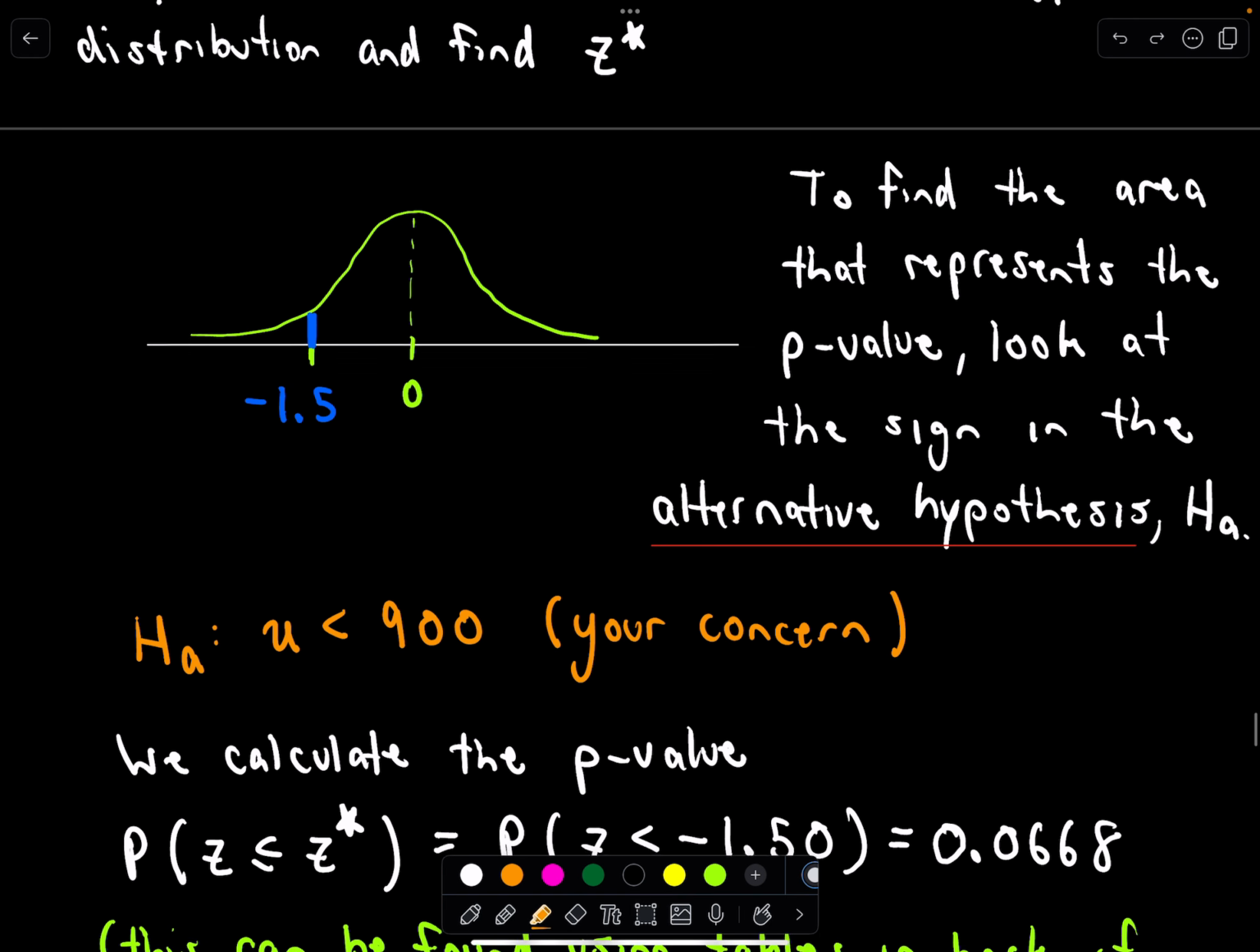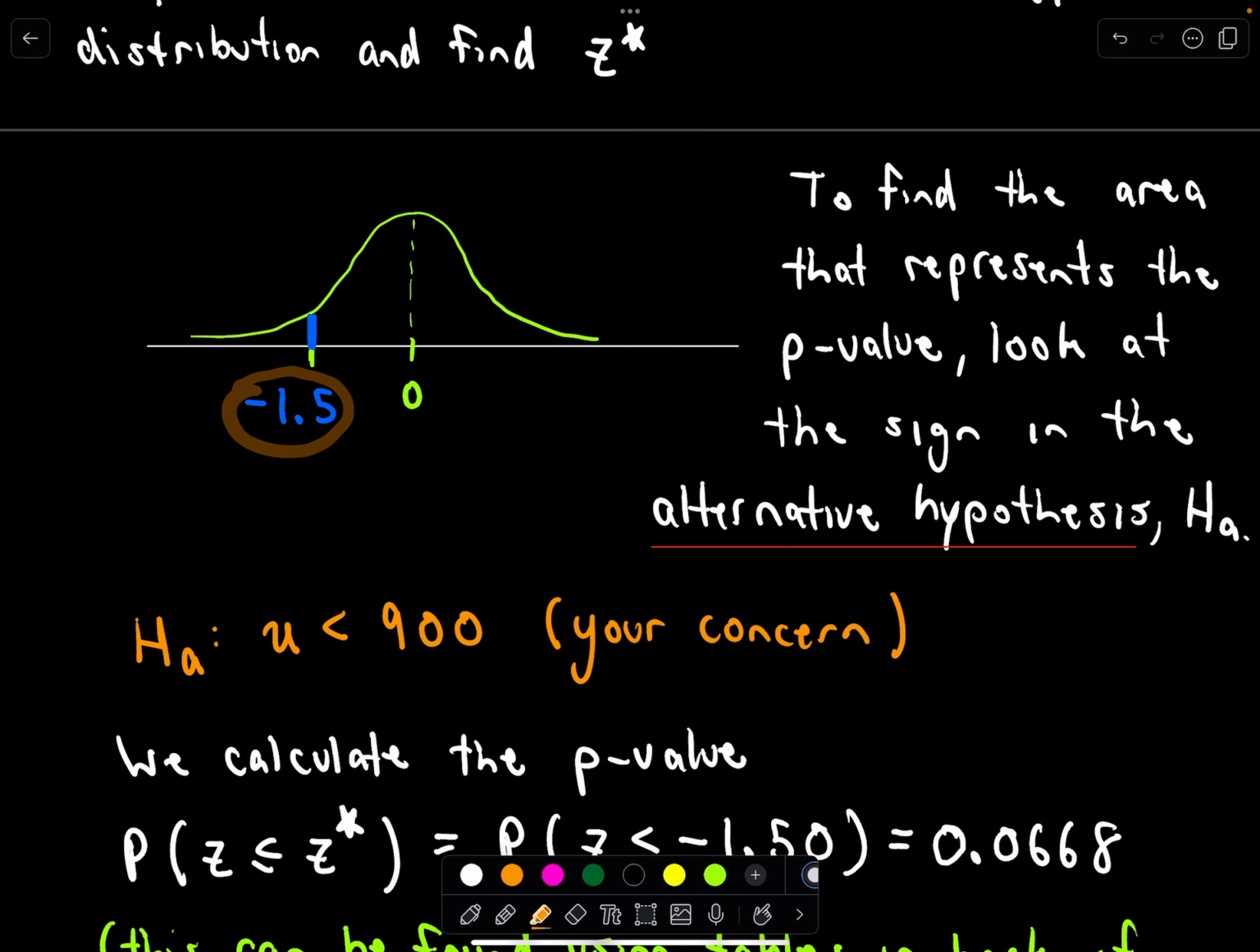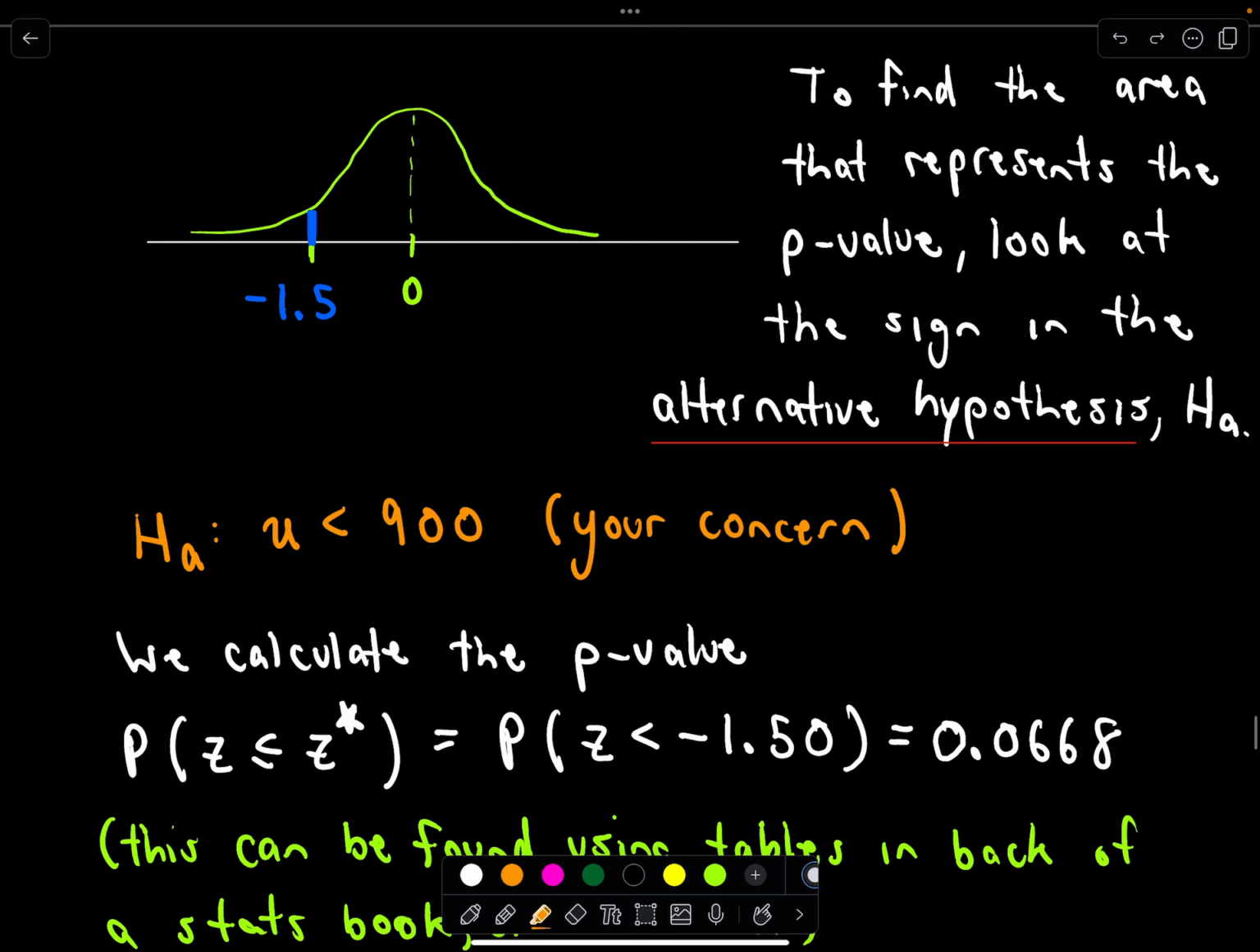Now, our test statistic, we got that value to be negative 1.5. So there that is on our normal distribution. Our alternative hypothesis, notice, is less than. That's going to be the part that we shade under our normal distribution. So I'm going to be concerned with computing this area to the left, the less than part of our test statistic. I want to know what is that area.